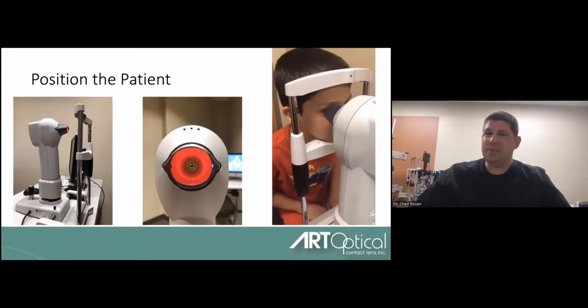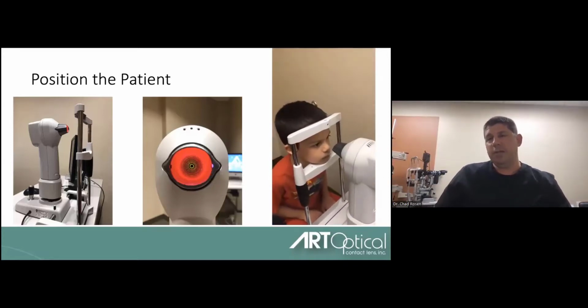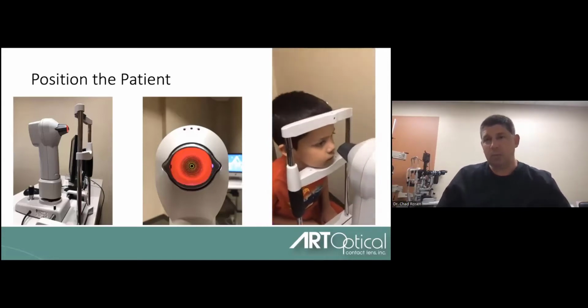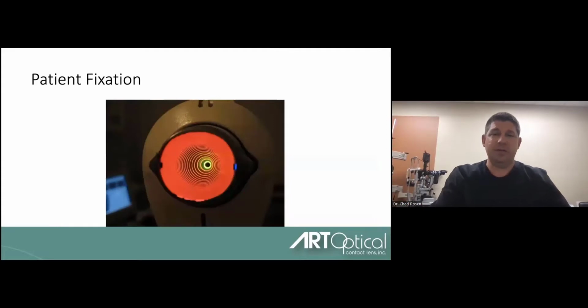Some patients with deeper set eyes, you might bump the brow a little bit. You might bump the cheek. It's important to let them know that that's going to happen. You're not actually going to touch the eye, obviously, but you need to get that in there fairly close. As the patient looks down to the end of the tube, you want them looking down the center of the image in the center circle there.